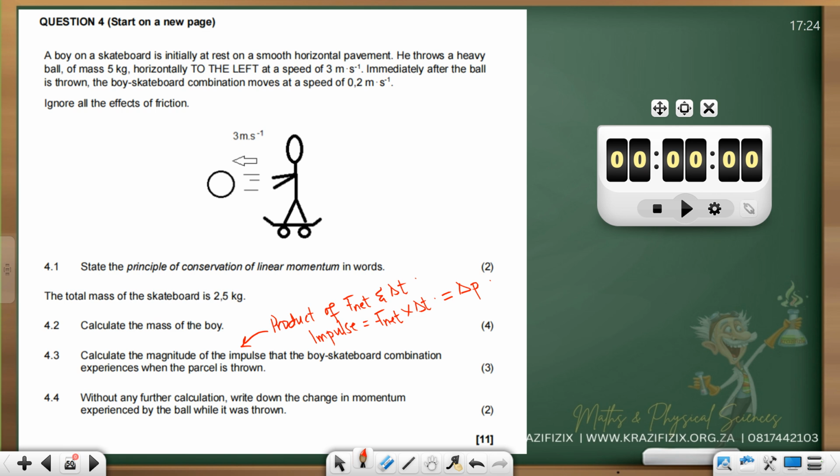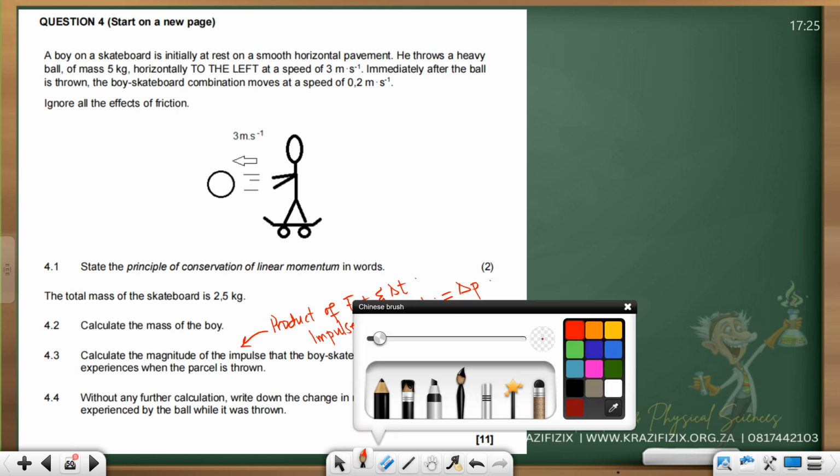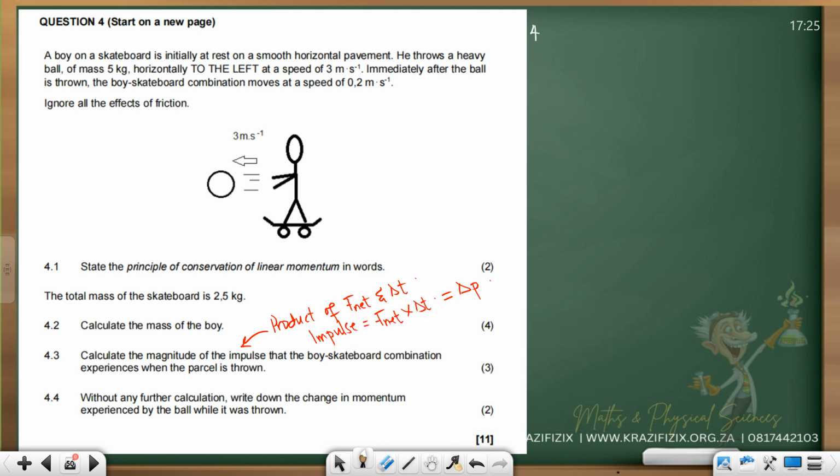A boy on a skateboard is initially at rest on a smooth horizontal pavement. He throws a heavy ball of mass 5 kg horizontally to the left at a speed of 3 meters per second. So he's holding the ball, right? Immediately after the ball is thrown, the boy's skateboard combination moves at a speed of 0.2. State the law of conservation of linear momentum. All right, I'm sure you got that one right.